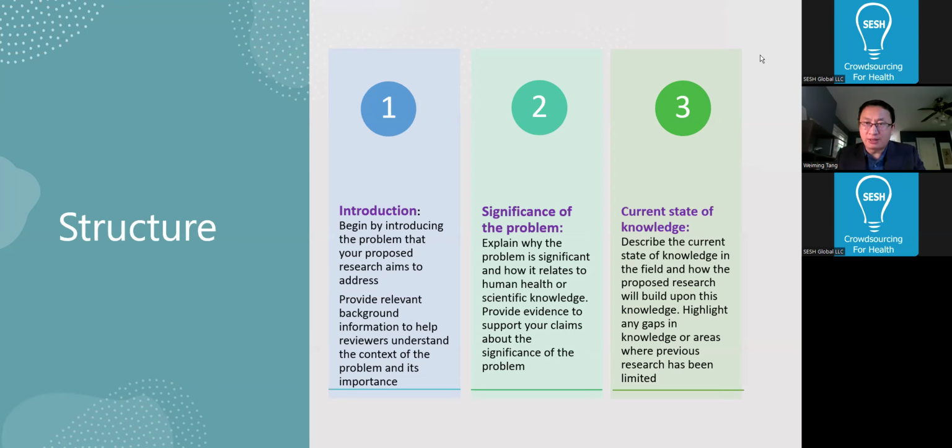The third one is the current state of knowledge. It describes the current state of knowledge in the field and how the proposed research will build upon this knowledge. As I mentioned before, for the significance section, you want to put yourself on the shoulders of giants. That's why you need to build upon the previous researchers' work and highlight any gaps in knowledge or areas where previous research has been limited, which you want to address in this study.